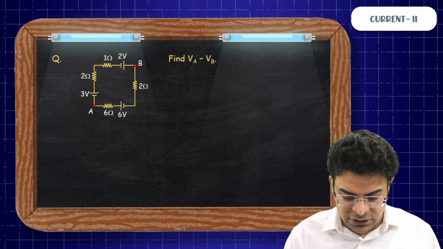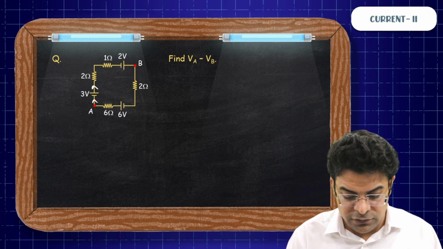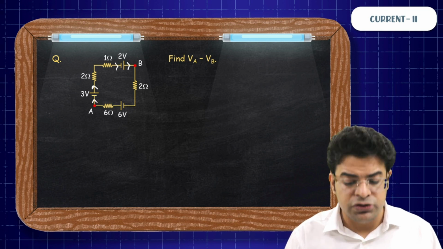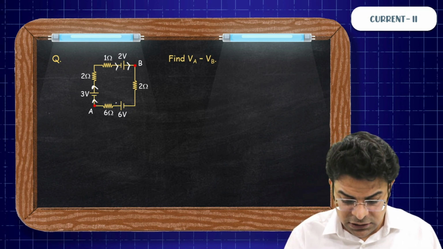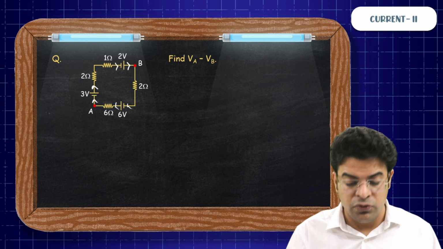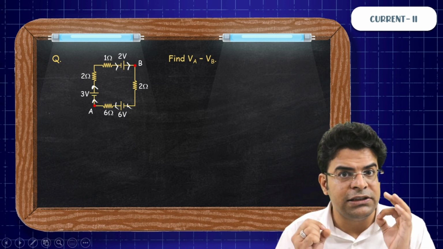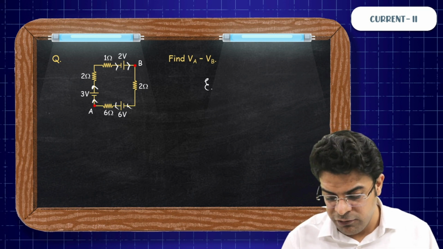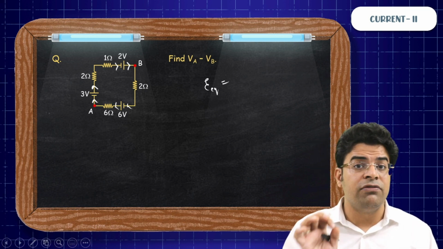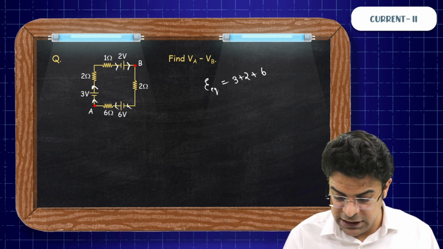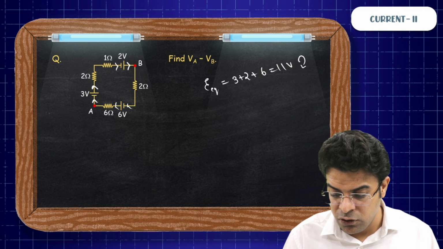So you will say this 3 volt tries to drive current from its positive to negative, so clockwise. This 2 volt tries to drive current from its positive to negative, clockwise. This 6 volt tries to drive current from its positive to negative, again clockwise. So all the 3 batteries are trying to drive the current in the same sense. So the equivalent EMF of this system, which is trying to drive the current clockwise, is 3 plus 2 plus 6, that comes out to be 11 volt clockwise.